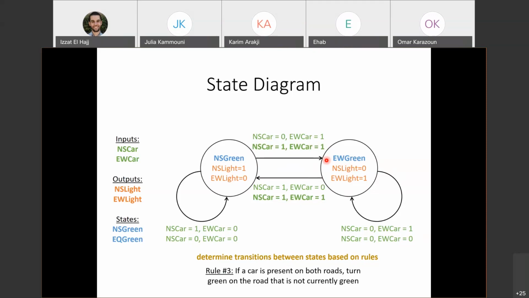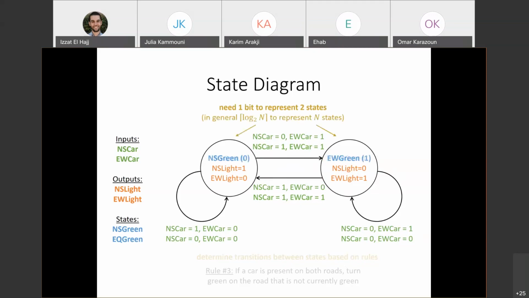Because if I have 1 bit, it's either going to be 0 or 1. So 1 bit gives me 2 values. So we need 1 bit to represent 2 states. In general, if we have n states, we need the ceiling of log base 2 of n bits to represent them. So if I have 3 or 4 states, I'm going to need 2 bits. If I have 5, 6, 7, or 8 states, I'm going to need 3 bits, etc. But to keep this example simple, we picked an example that just has 2 states and therefore only needs 1 bit to represent it.